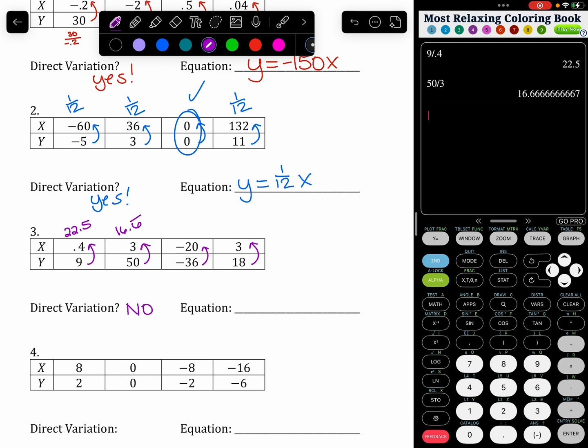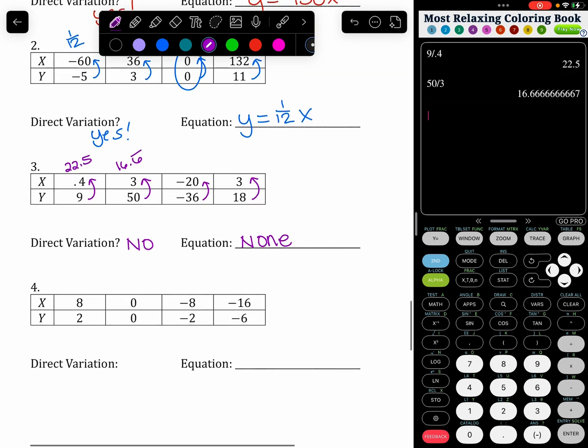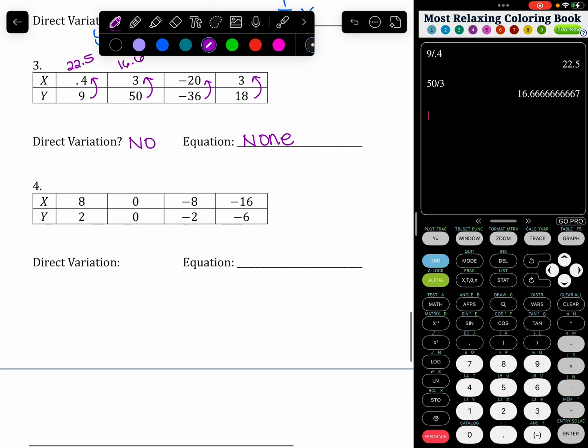If the numbers at the top when you divide are not the same, you do not have a direct variation equation or a direct variation table. So this is not direct variation, and if you put no for direct variation, there is no equation, so don't write it. Just leave it alone. Just put none, put NA, whatever you want, but do not put an equation because there is not an equation.